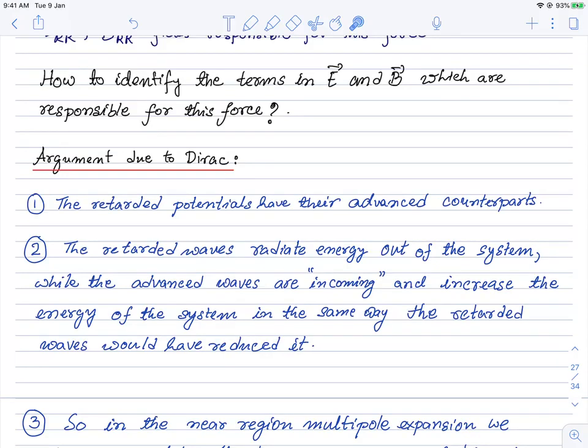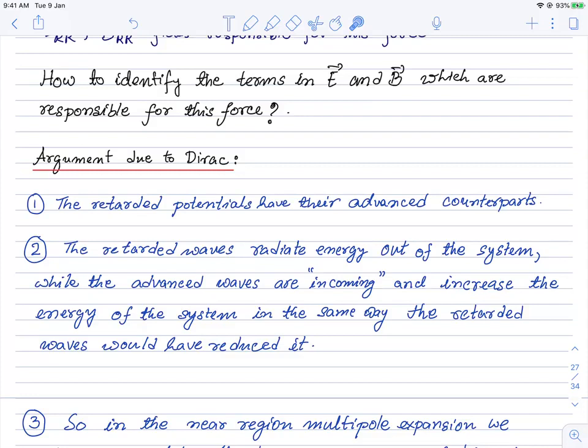So if, in the expression of the retarded solution, we can isolate the terms that are different from the advanced solution, then those are the terms that would be responsible for taking the radiation out in the retarded solution. I hope this argument is clear. It's a little bit of a subtle argument.